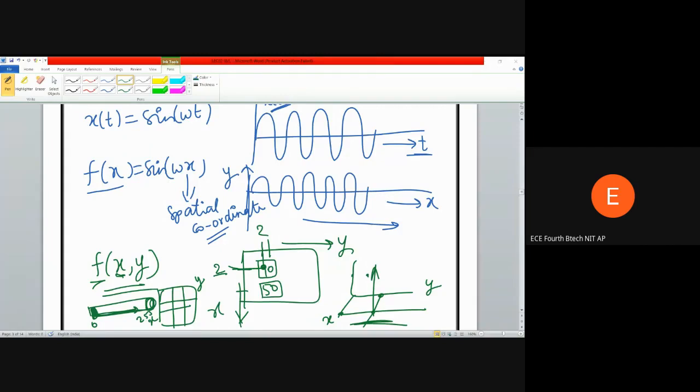Oh my god. Okay, fine. Or if you want, I can use this M file also.